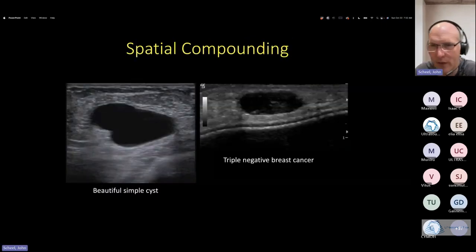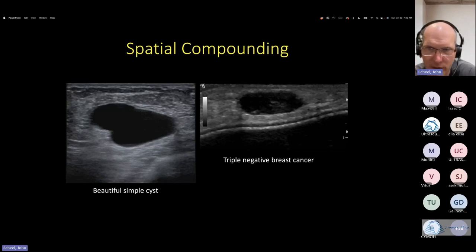However, you have to be very careful. It can turn a cyst into a beautiful cyst, and that's shown here in the left-hand corner. But when you use it and you're not careful, it can turn triple negative breast cancers or other masses into what might appear as a cyst. So in the right-hand corner, that's actually cancer.